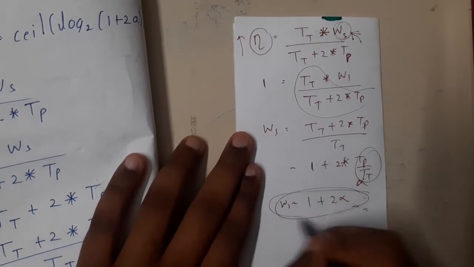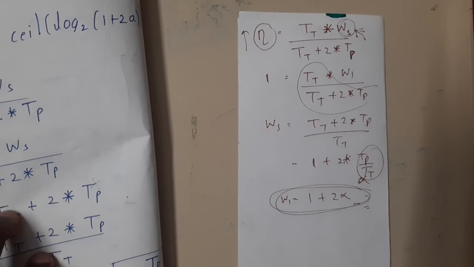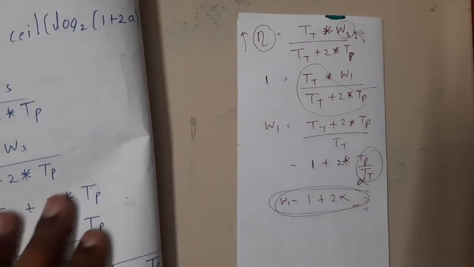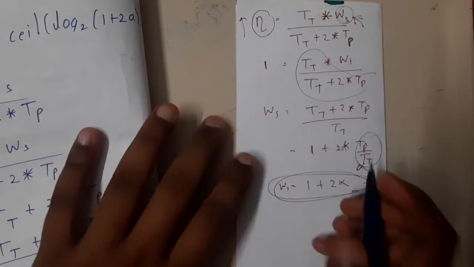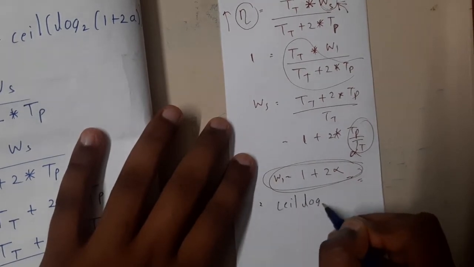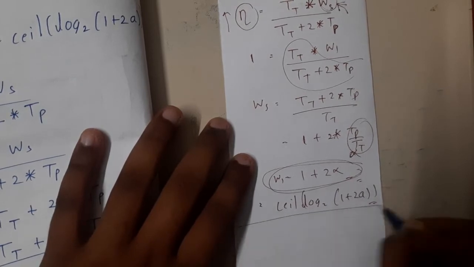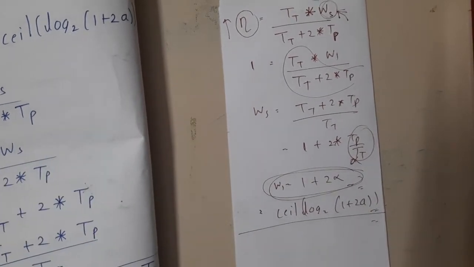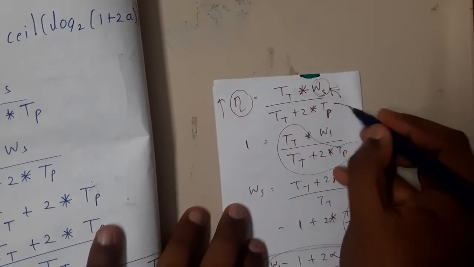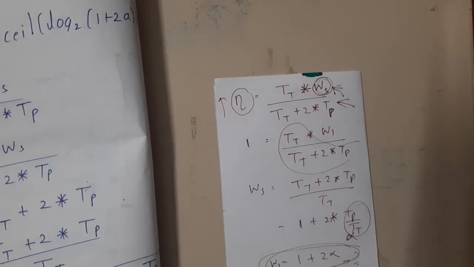Yes, so this will be the best case. Few students will have a doubt: if this is the window size, then what about the sequence numbers? The sequence numbers will be the ceil value of log base 2 of this value. Got it? So these are the formulas which you should remember, and the most important formula is this one, guys, where we are multiplying with the window size of the sender.